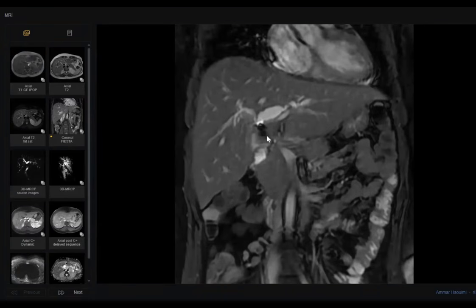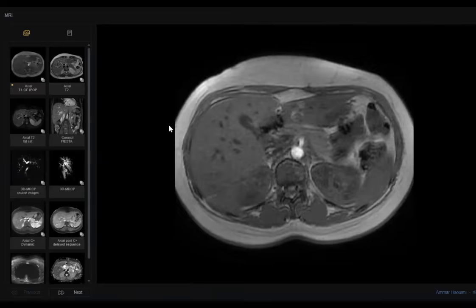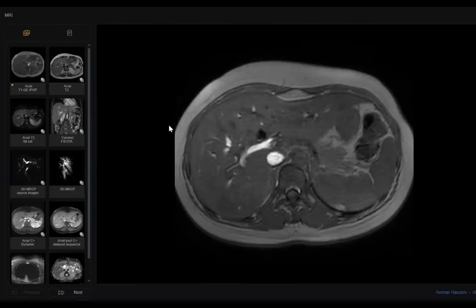Cholangiocarcinoma must show, especially in T2, any degree of signal, even mild high T2. But this is completely signal void, even here in T1. In T1, I think this one is signal void also. So signal void means calcification, stone, or foreign body, like surgical clips.